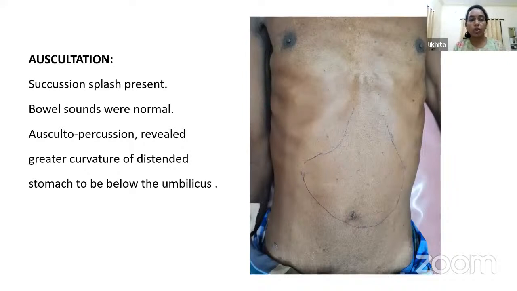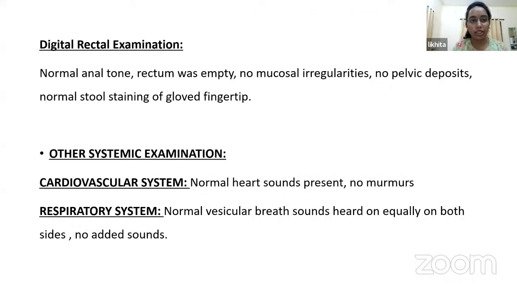Auscultation. On auscultation, succussion splash was present, bowel sounds were normal, and ausculto percussion revealed greater curvature of the distended stomach to be below the level of umbilicus. Digital rectal examination: there was normal anal tone, rectum was empty, no mucosal irregularities, no pelvic deposits. Normal stool staining of the gloved fingertip was noted.